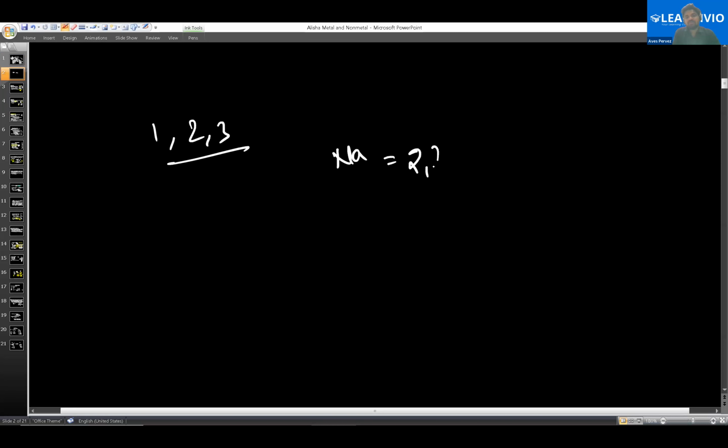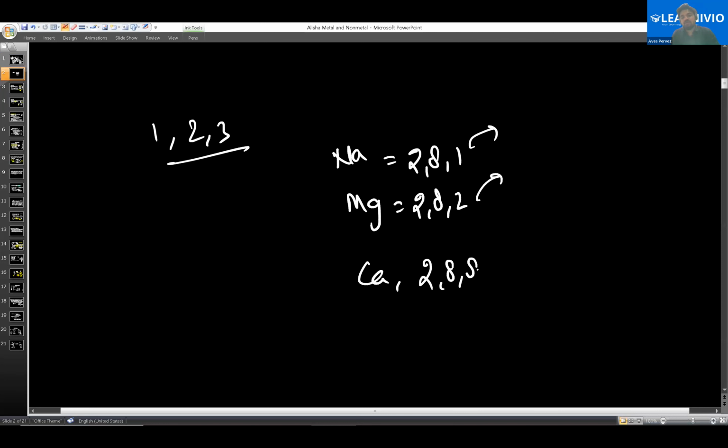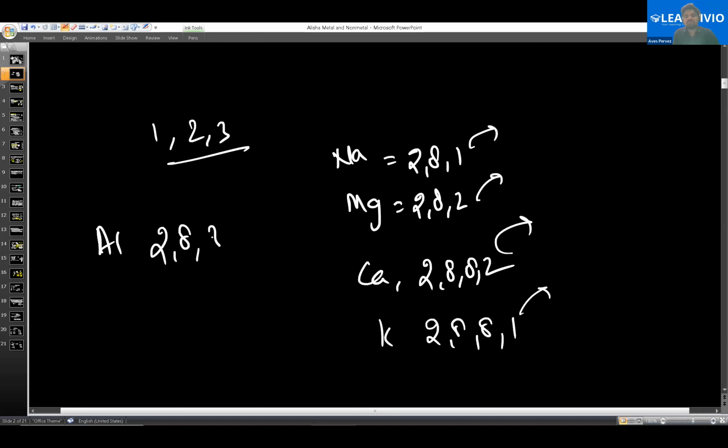Sodium has electronic configuration 2,8,1, so it will lose one of its electrons. Magnesium 2,8,2 will lose 2 electrons. Similarly, calcium 2,8,8,2 will lose 2 electrons. Potassium 2,8,8,1 will lose 1 electron. Similarly, aluminium 2,8,3 will lose 3 electrons.